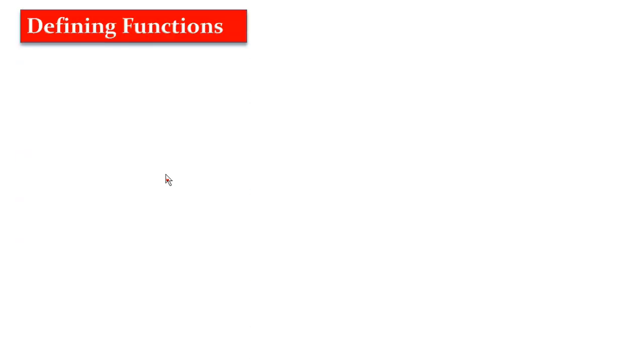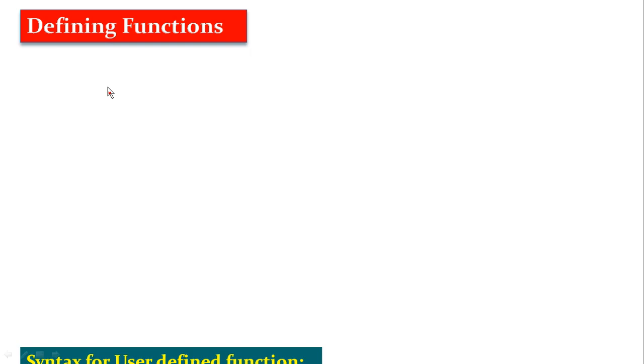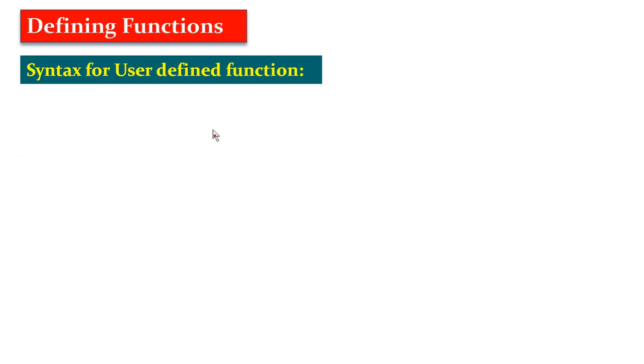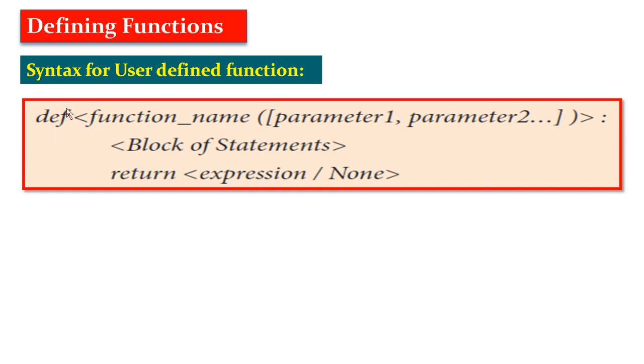Defining a function. How to define a function? The syntax for a user defined function is: first the keyword def, with a small d, followed by the function name. This is the user defined function name, followed by the parameter list inside the opening and closing parenthesis, parameter list or argument list, followed by a colon. Below that, the block of Python statements is coded.